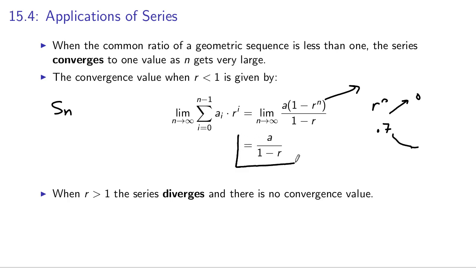Okay, so you need to memorize this convergence formula. And all you really need to remember is that the r to the n goes away, becomes 0. So we just have our initial value a, which we're calling a sub 1 for our sequence, divided by 1 minus r. That's our convergence value. If r is greater than 1, the series diverges and there is no convergence value.